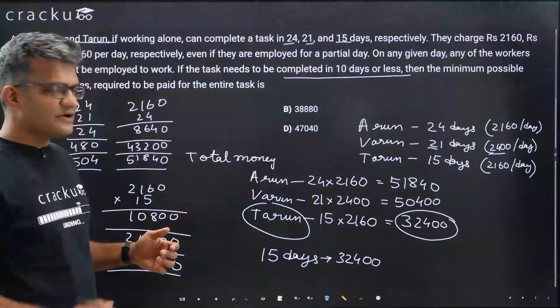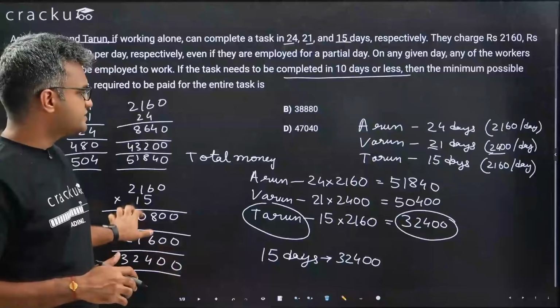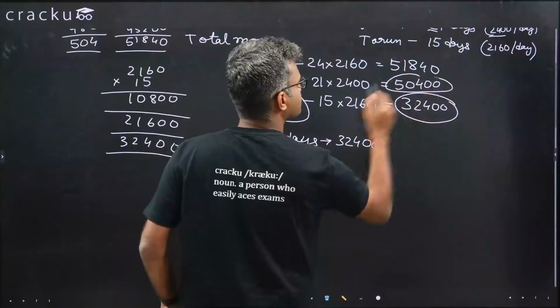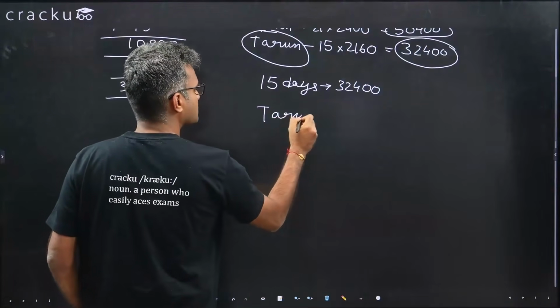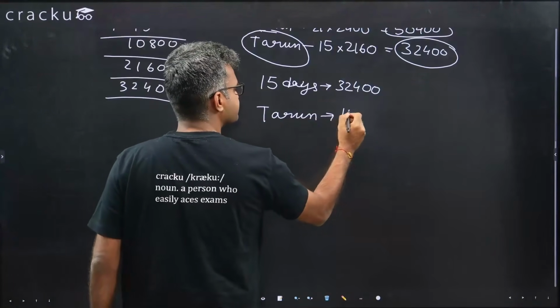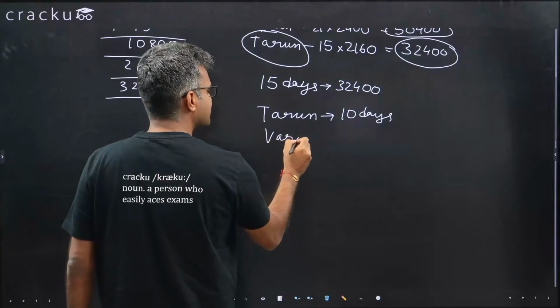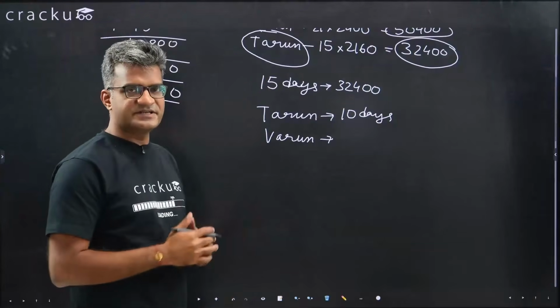This would imply that we have to hire one more guy so that the job will be finished earlier than 10 days. Who is the second least? Tarun is the least. The second least is Varun. So now what we'll do is, we'll get Tarun to work for 10 days and Varun, who is the second least, will work for how many ever days it takes so that the work is finished in 10 days.